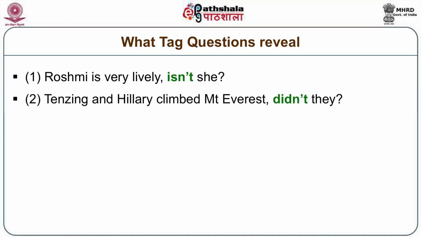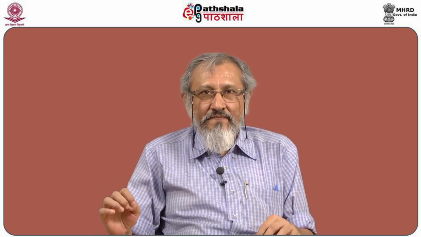When you have a sentence like Tenzing and Hillary climbed Mount Everest, didn't they? You might be initially puzzled because the tag question has a didn't, and did doesn't appear in the sentence. You might wonder why this is happening. Actually, even though we pronounce it as climbed Mount Everest without a did, it is possible to argue that the sentence in some sense really is Tenzing and Hillary did climb Mount Everest.